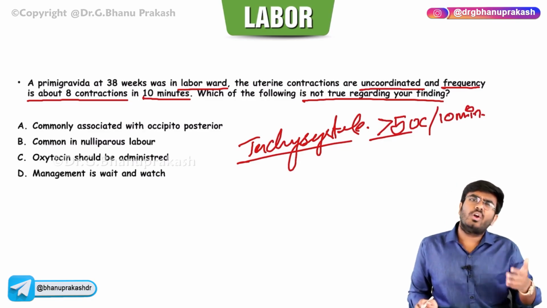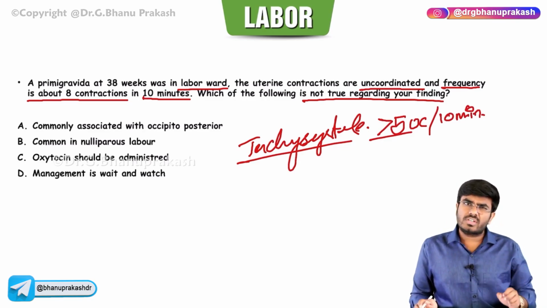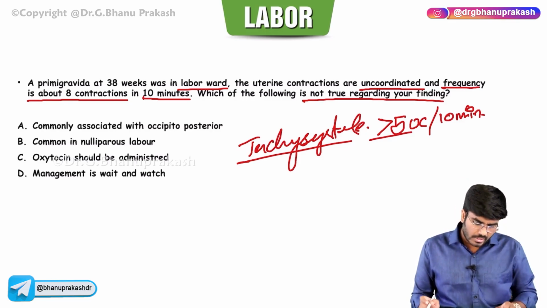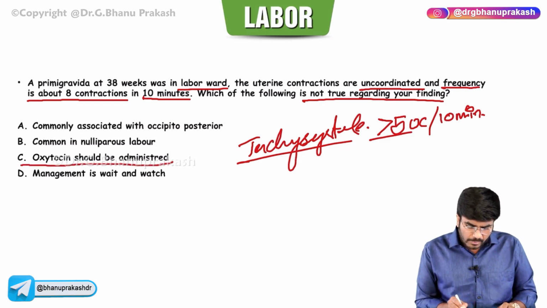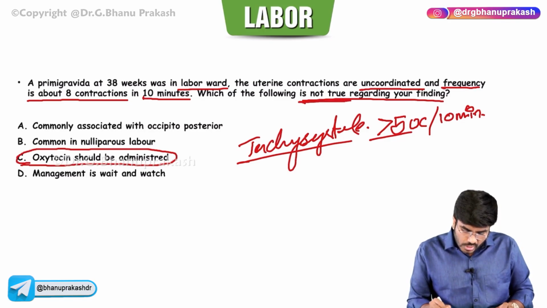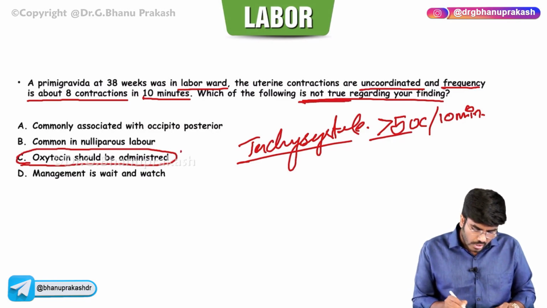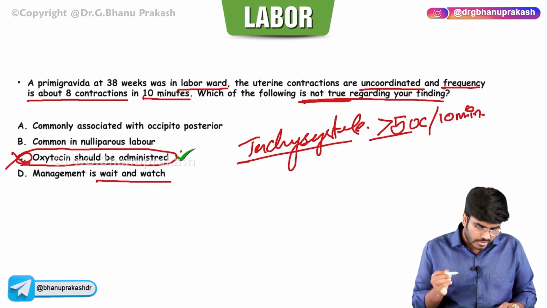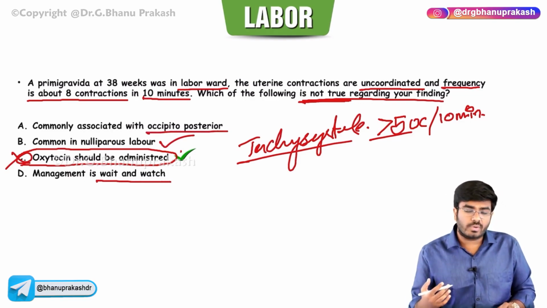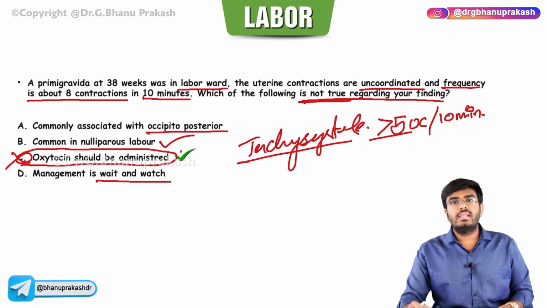If uterus is already contracting more number of times, are you going to give oxytocin again? You definitely are not going to do that. If you do that, that's going to be a foolish treatment. So what they're asking is which of the following is not true. Oxytocin should be administered. This is not true. This is something wrong. Usually in tachysystole you can do a wait and watch, and this tachysystole is very common in nulliparous females. Usually this tachysystole is associated with the occipito-posterior position of the fetal head.